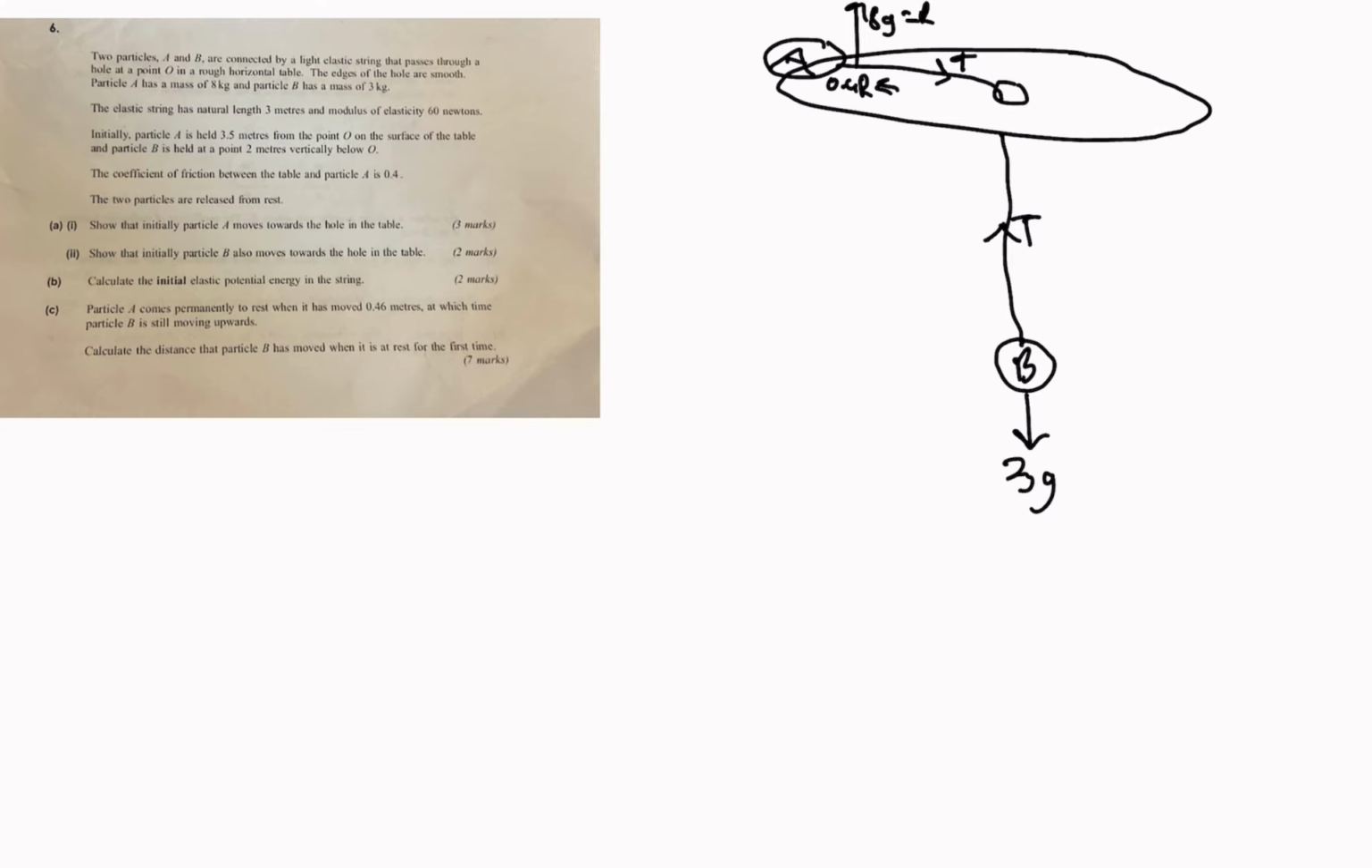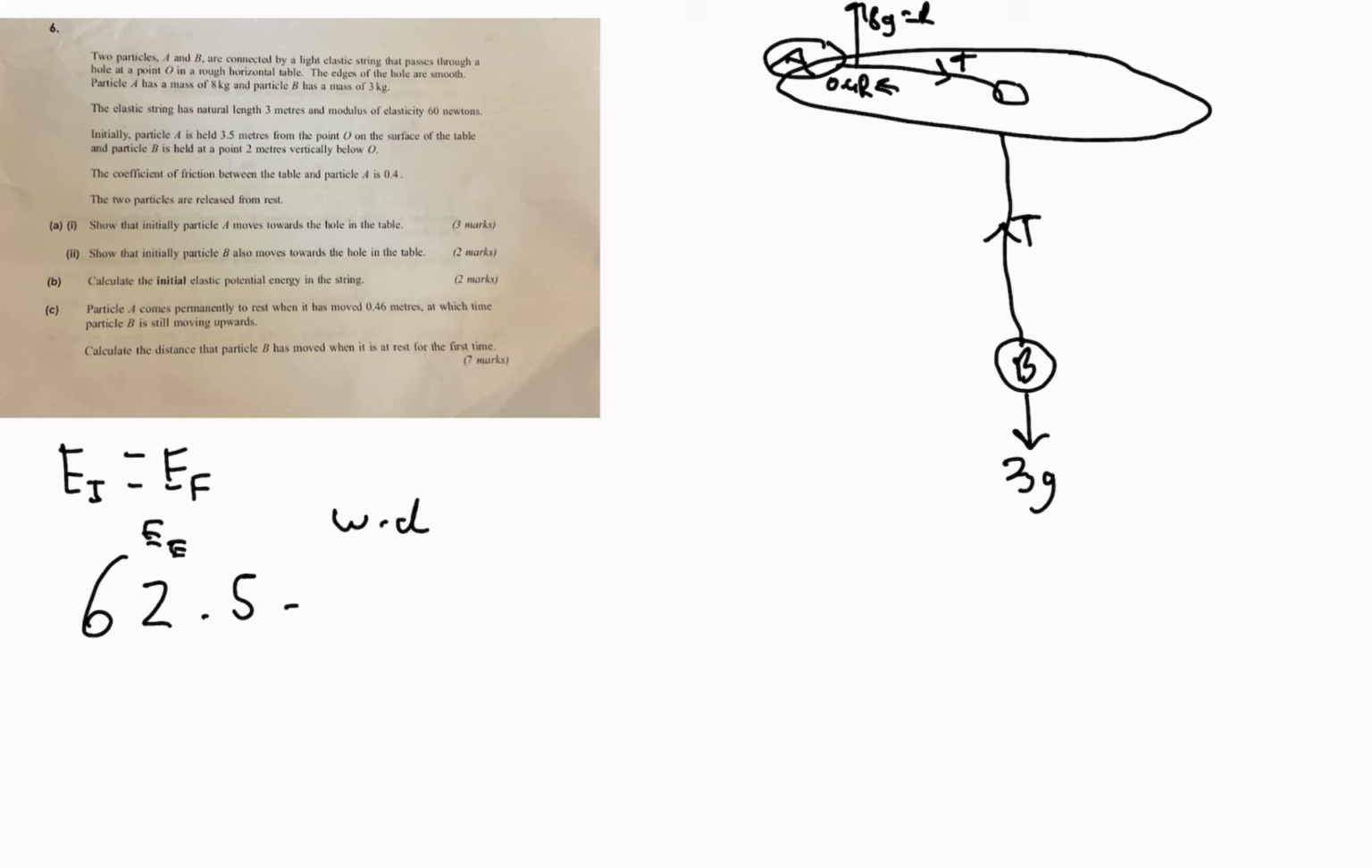Part C is the hardest part of the question. It's worth 7 marks. It says, particle A comes permanently to rest when it has moved 0.46 meters, at which time particle B is still moving upwards. Calculate the distance that particle B has moved when it is at rest for the first time. So we know that energy is going to be conserved here, so the energy initially equals energy finally. Okay, so from part B, we know that the initial elastic potential energy is 62.5.